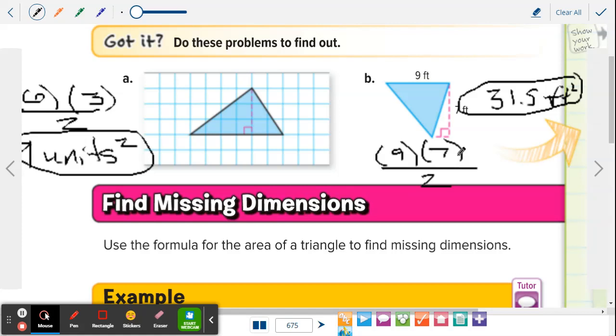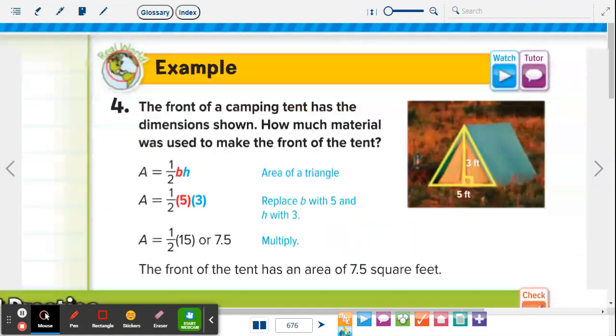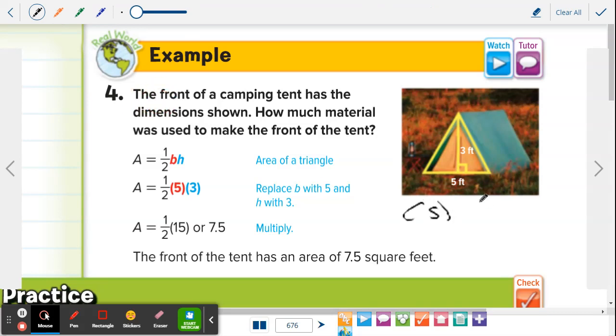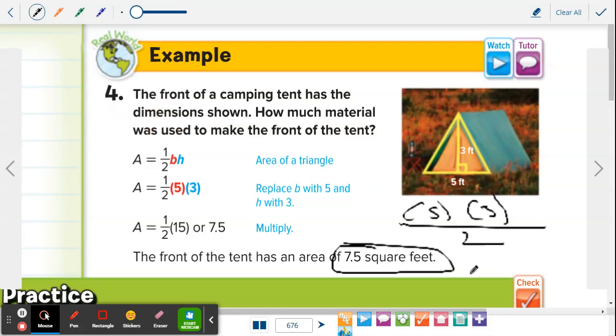All right, so the next part is we're going to move into the story problem part, the real world examples. So all they're going to ask you to do now is read through it and then find the area of what they're asking you to. So number 4 there, the front of a camping tent has the dimensions shown. How much material was used to make the front of the tent? So you're finding the area of the front. What's the base of the front? 5. What's the height? 3. So you're going to do 5 times 3 divided by 2, 7.5 square feet. That's it. So it doesn't change anything. You're still doing the same thing. It's still the same formula.